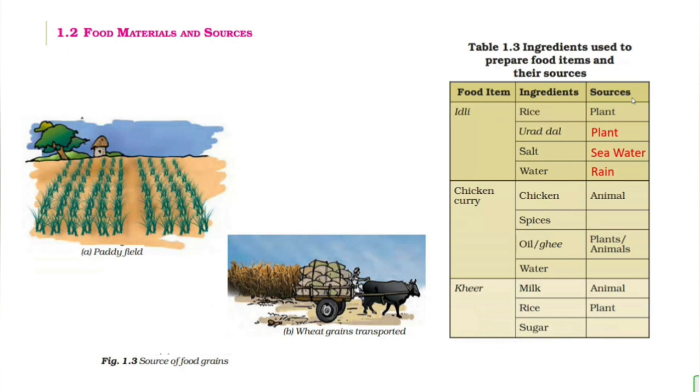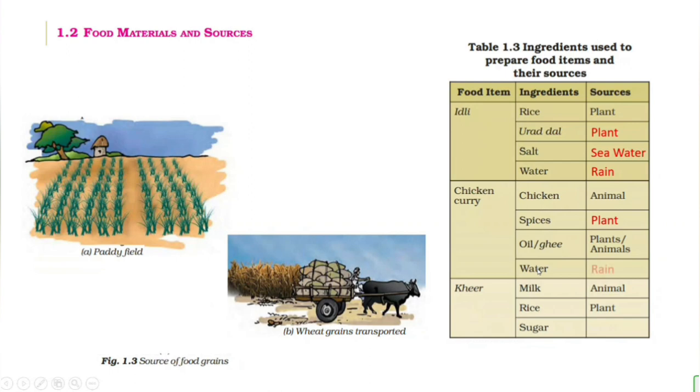And then next is chicken curry. What are the ingredients used to prepare this food item? Chicken, spices, oil or ghee and water. And what is the source of chicken? It's an animal, that is hen. Then spices we get from plants, oil we get from plants, and ghee we get from animals.